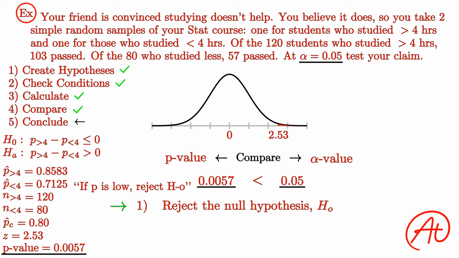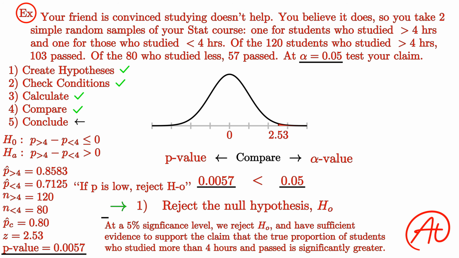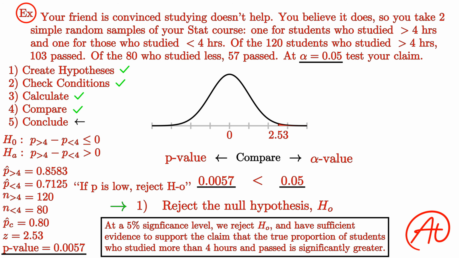our null hypothesis. To put this in context of the problem, we could say at a 5% significance level, we reject the null hypothesis and have sufficient evidence to support the claim that the true proportion of students who studied more than 4 hours and passed their final exam is significantly greater than the proportion of students who studied less than 4 hours and passed.